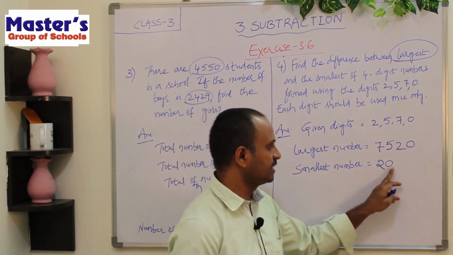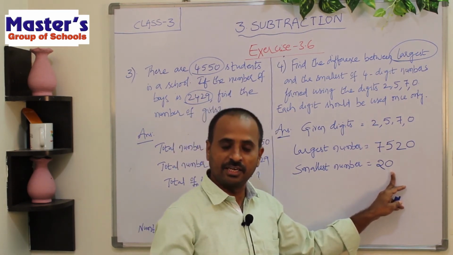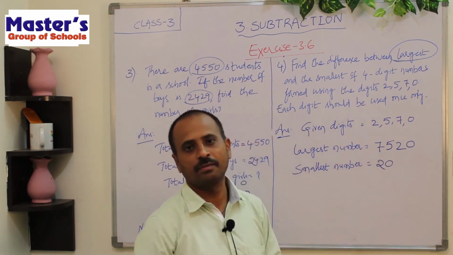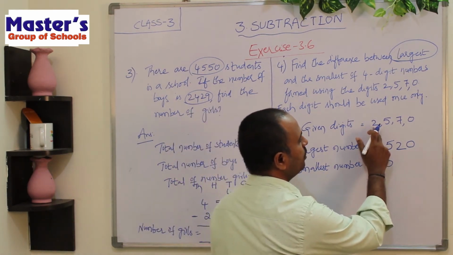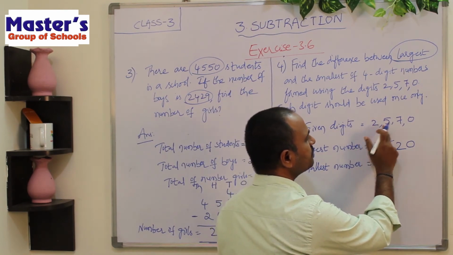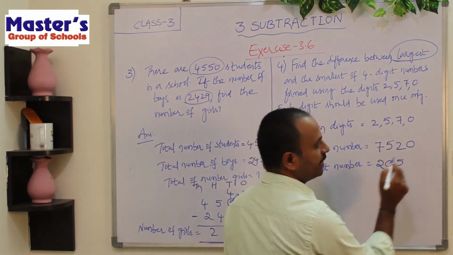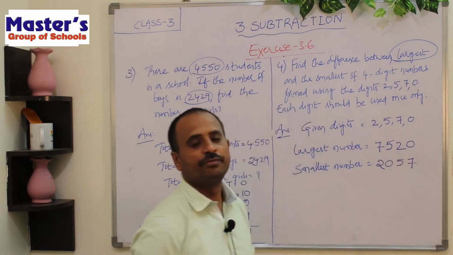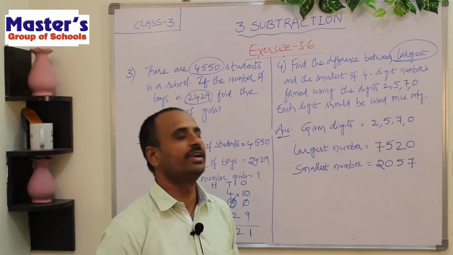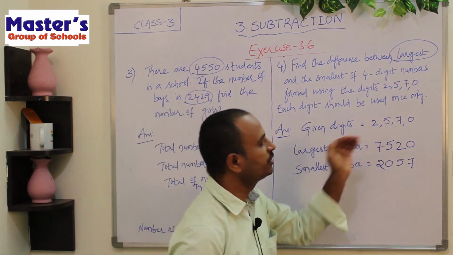That's why write 0 in the second place and write the next number of 0 in the first place. So next, what is the smallest number after 2? The smallest digit after 2 is 5. So write 5 here. Next, what is the smallest one? 7. So 2057 is the smallest 4-digit number which is formed with 4 digits.